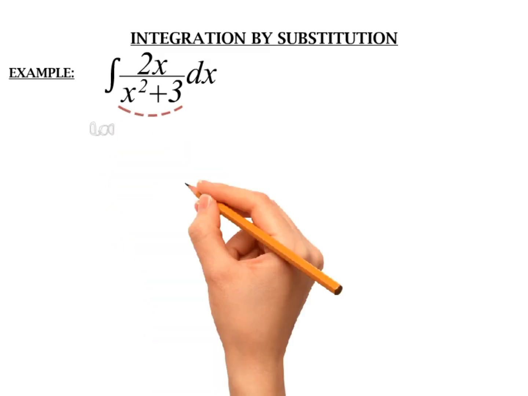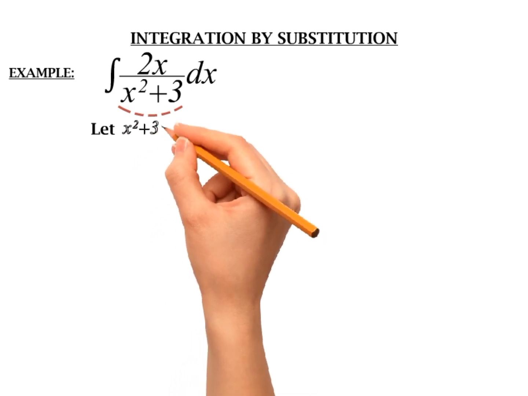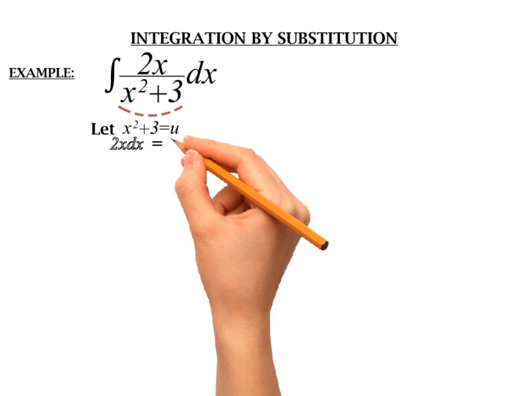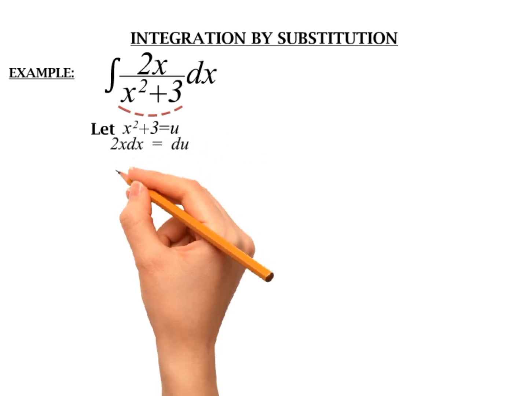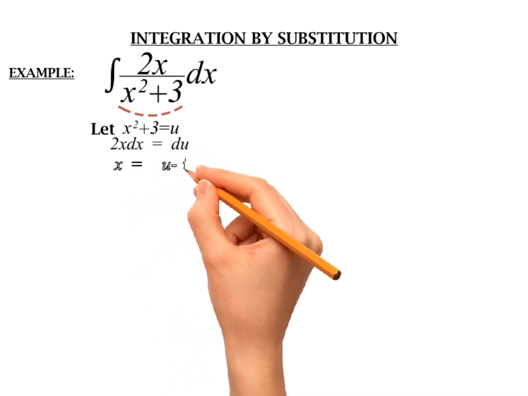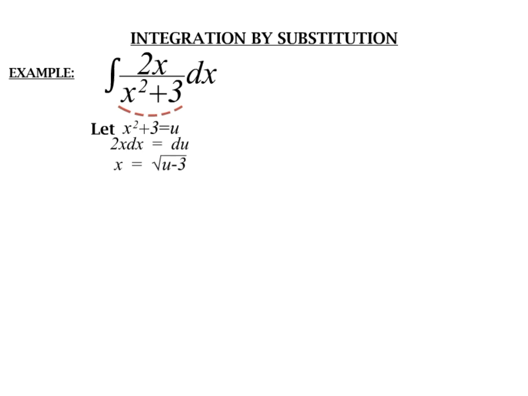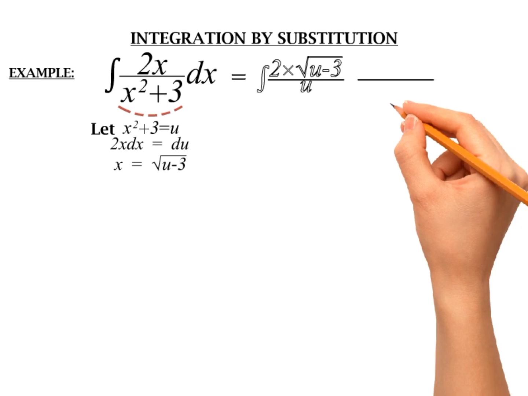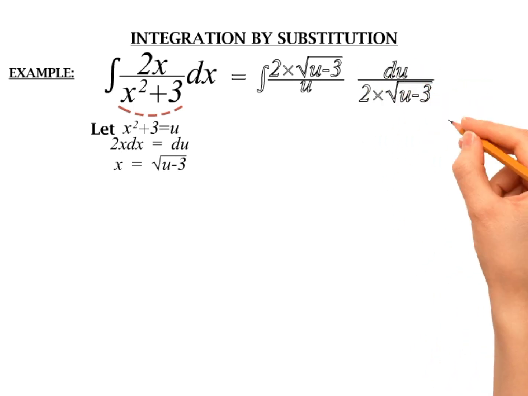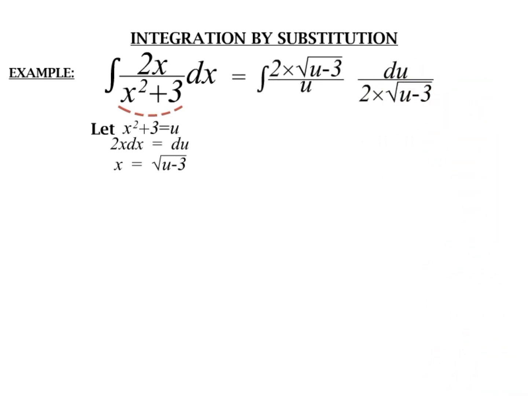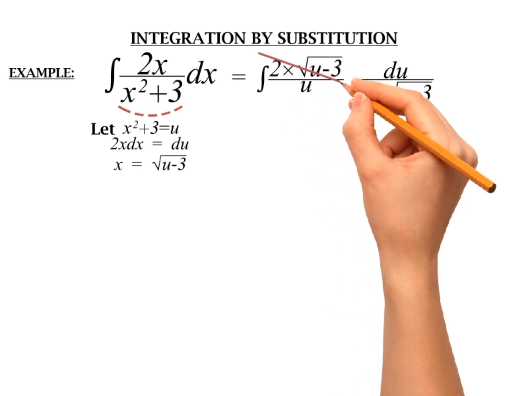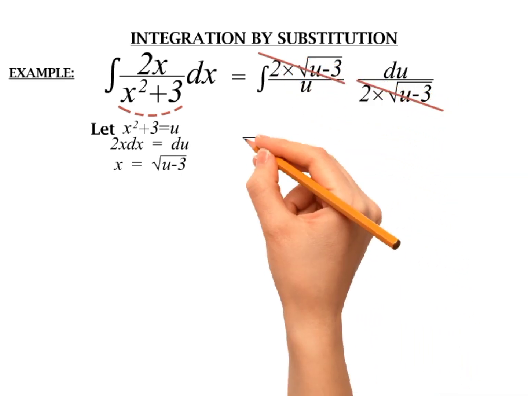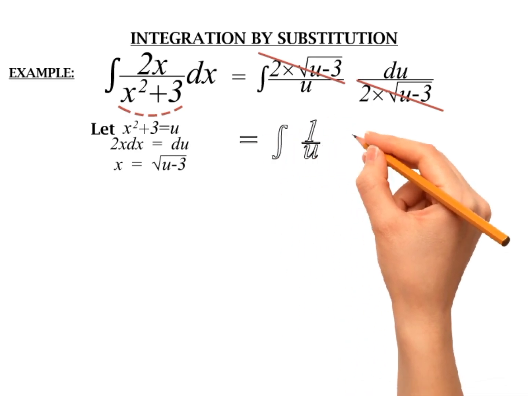Let u equals x squared plus 3. du equals 2x dx. Convert all x to root of u minus 3. So we substitute all variables of x. Now, we just need to replace the old function with the new one, and perform all simplification. We see that 2 root u minus 3 cancels out. And we are now left with an elementary integral, which can be traced to our basic integrals.